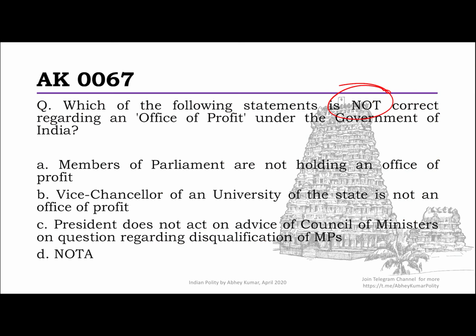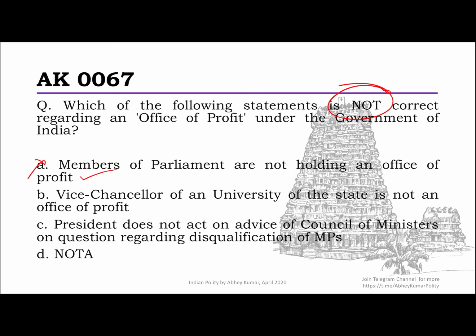Which of the following is not correct regarding office of profit? Members of parliament are not holding an office of profit. I just told you a political post like that is not considered an office of profit. So it is a correct statement, hence a wrong answer for this question, because it says which is not correct. So this is a correct statement.